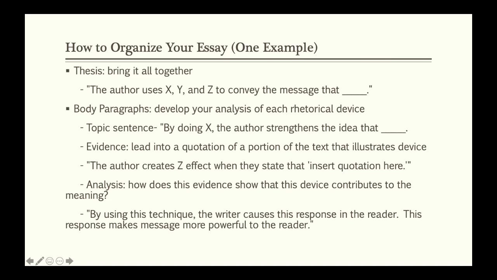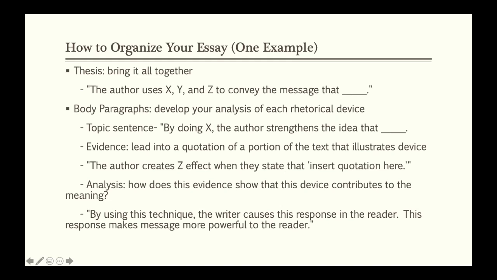Okay, body paragraphs. So with this, we want to develop the analysis for each device. So traditionally, you'll have 1 paragraph for each device you analyze. So 1 focusing on syntax, 1 focusing on alliteration, 1 focusing on diction, right? So you go through and you start the body paragraph with the topic sentence. And what you want to do is make it crystal clear. Even if you feel like you're being boring, just start it off again and say, by doing X, right, going in order of the thesis, by doing X, the author strengthens the idea that. Okay, so you're showing very effectively, 1, here's what we're looking at, and 2, here's what the author is doing with it.